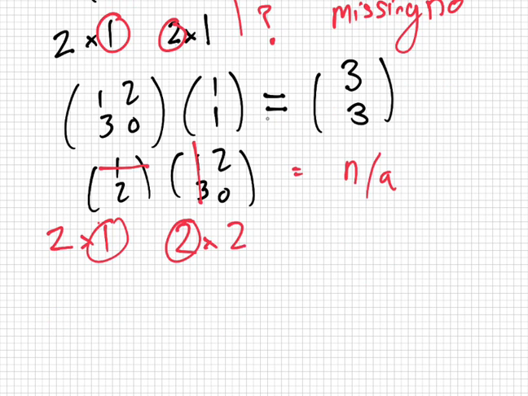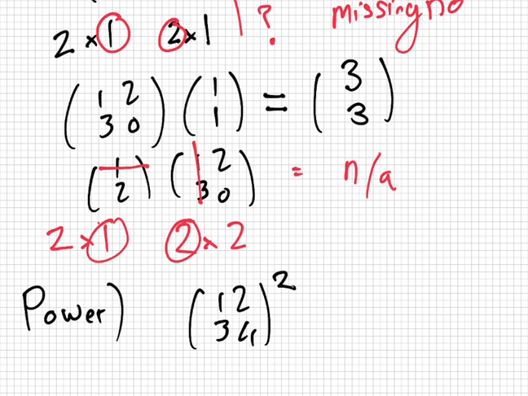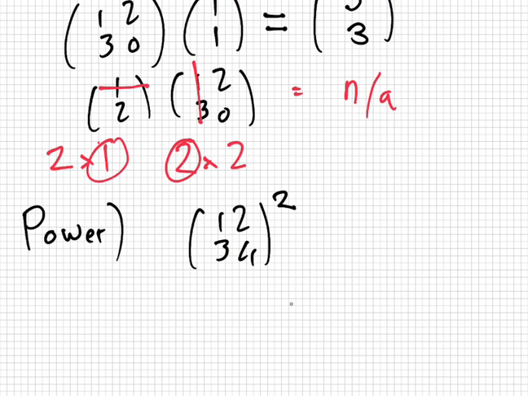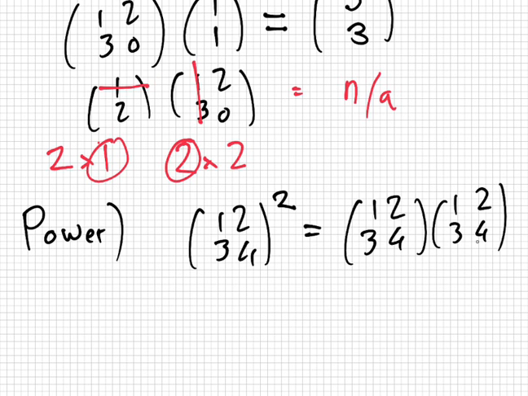Okay, next rule, what do you do if you have a power? So let's say [1, 2; 3, 4] squared as an example. It's the same as multiplying. Very good, yeah, it's the same as multiplying. All you do when you have a power is just write this out. And that's it.